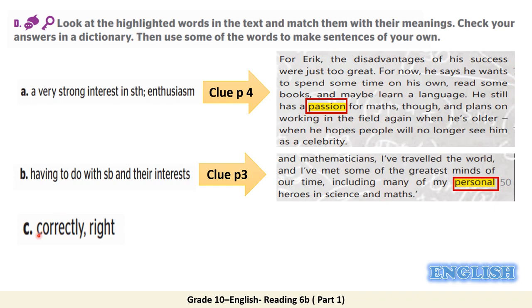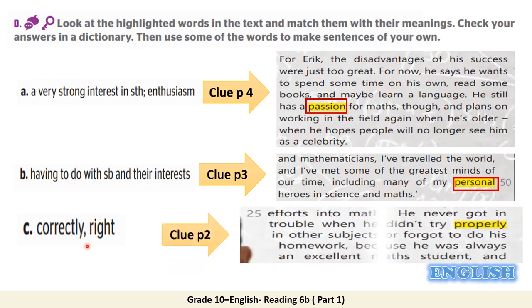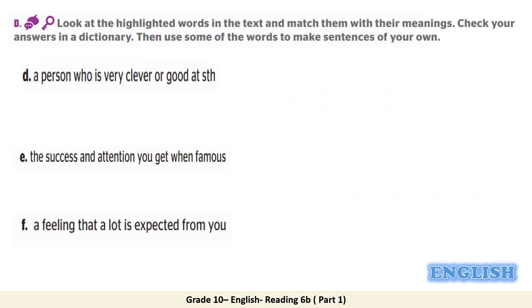Moving on to C. Correctly write. Pause and try to figure out which of the left 4 words means correctly. And the answer is in paragraph 2, as you can see here, as he said, when he didn't try properly in other subjects, when he didn't try correctly or do a right thing. Let's move on. 3 more words to go.